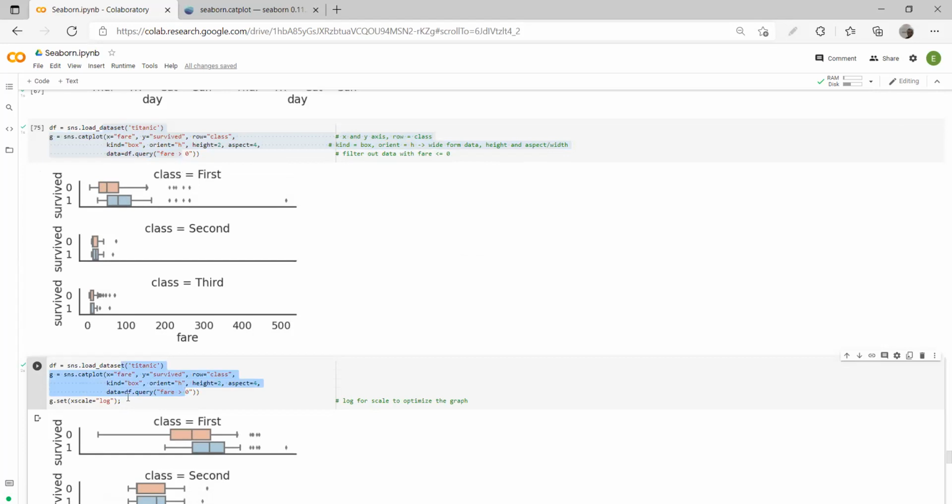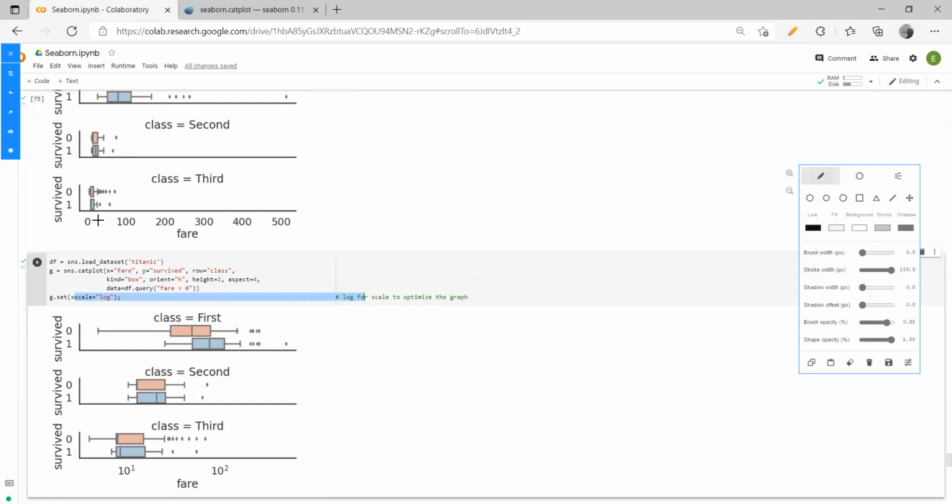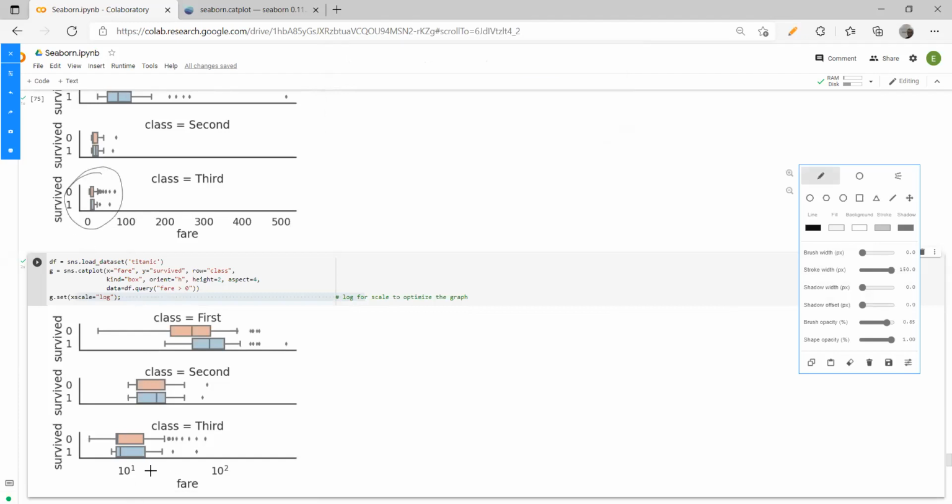And I don't want to show other things. I just wanted to show that you can also have a scale as a logarithmic scale. So sometimes what happens is your data is not that well distributed, and you're not able to make out much from this particular graph. So what we can do is take a logarithmic scale over here and see.